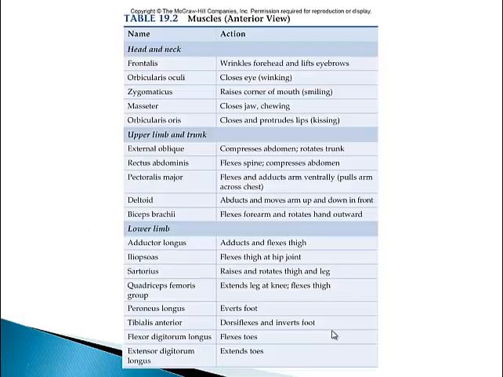Table 19.2 in the book and 19.3 as well are going to give you names and actions of the different muscles found inside the body. It's a very useful tool when studying for the test.